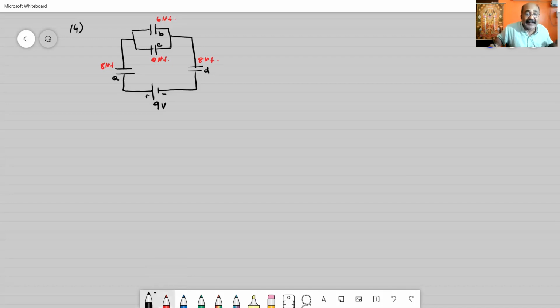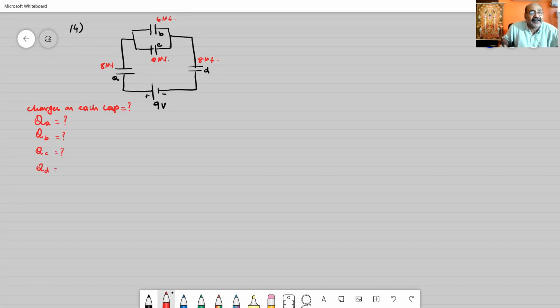What are the things that they have asked? First one, find the charges on each capacitor. So I have to calculate the charge on each capacitor: QA in capacitor A, QB in capacitor B, QC in capacitor C, and QD in capacitor D. This is the first option asked, A.